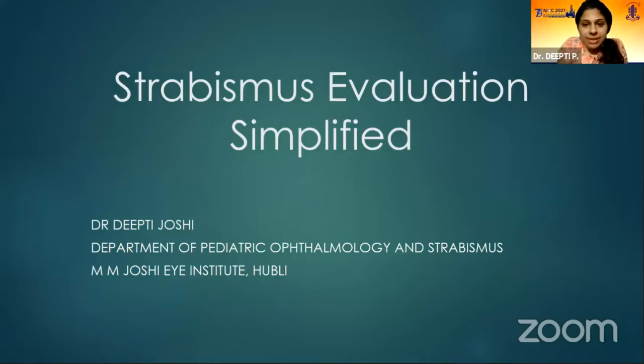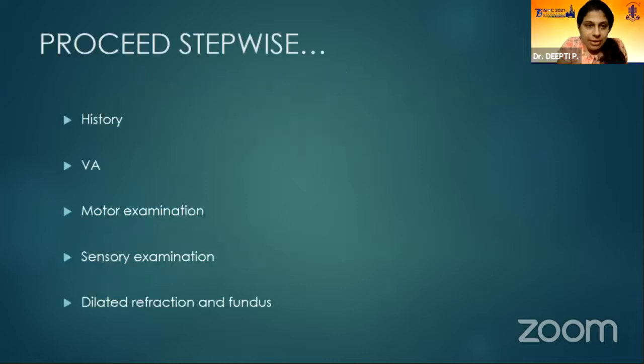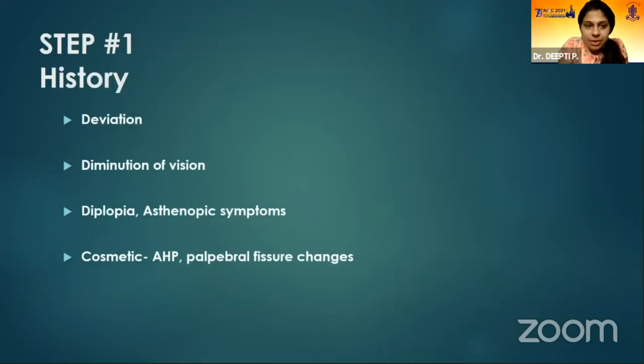So my topic for today is strabismus evaluation simplified. Well, let us proceed stepwise. The first step would be to assess the history, followed by visual acuity, motor, sensory examination, and then dilated refraction and fundus.